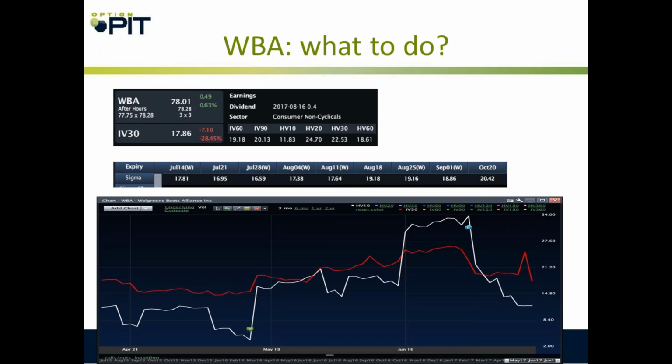So here's WBA, otherwise known as the Walgreens Boots Alliance. Who doesn't love the Walgreens Boots Alliance? All right, so let's look at what we have. While the next 2 weeks look pretty flat, term structure isn't exactly awesome.